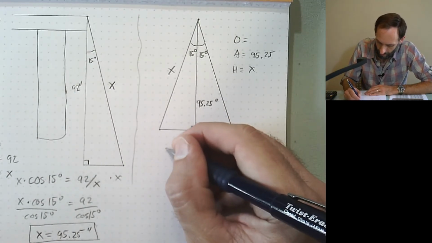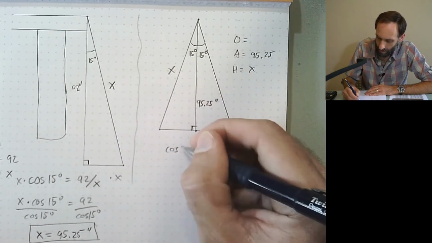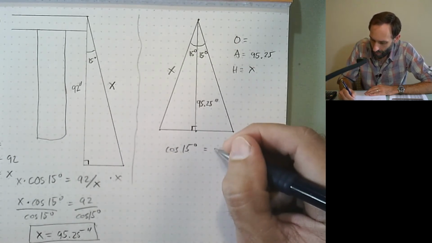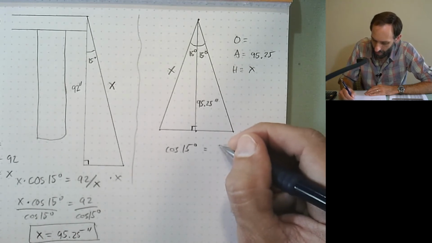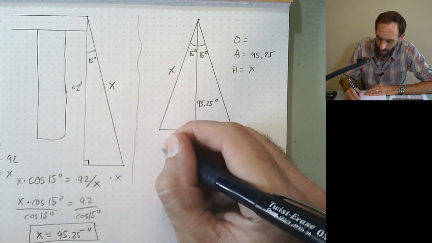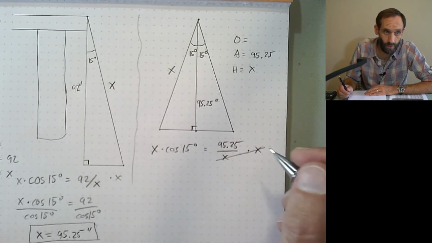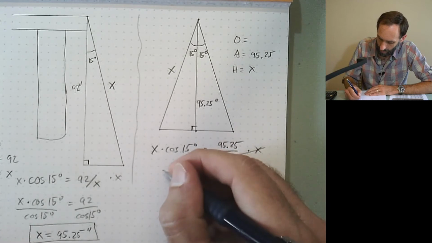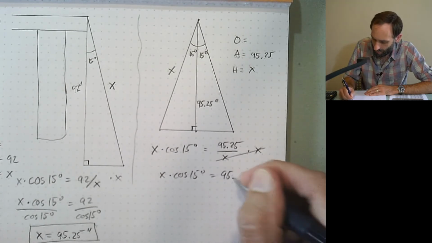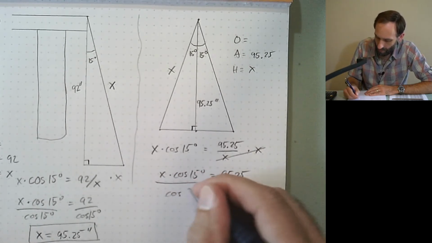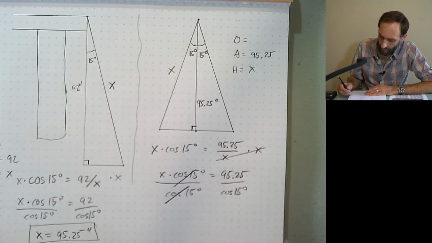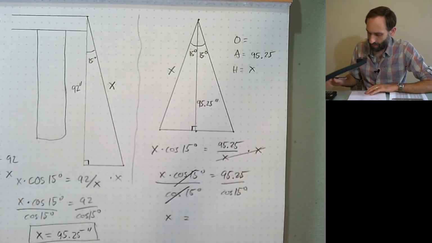So once again, I have adjacent and hypotenuse, so I'll use the cosine ratio. So I'll say, okay, the cosine, and the angle here is the same, 15 degrees, is equal to adjacent over hypotenuse, so 95.25 divided by x. So do my algebra, multiply both sides by x. Those cancel out. And I'm going to have x times the cosine of 15 degrees is equal to 95.25. Divide both sides by the cosine of 15 degrees. And I get that x is equal to, let's plug it in here.